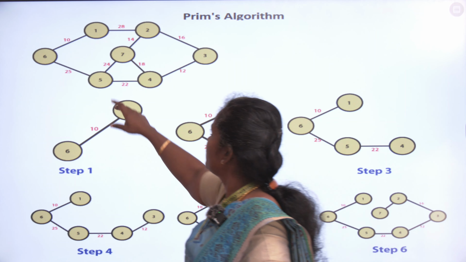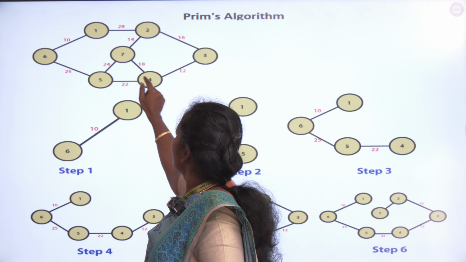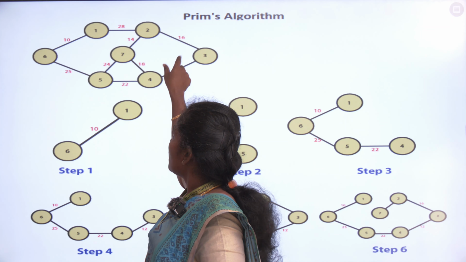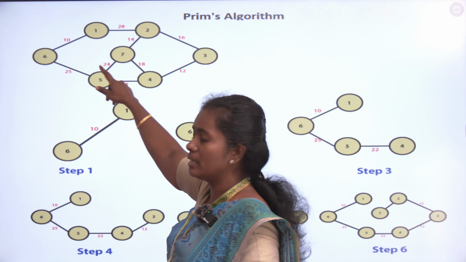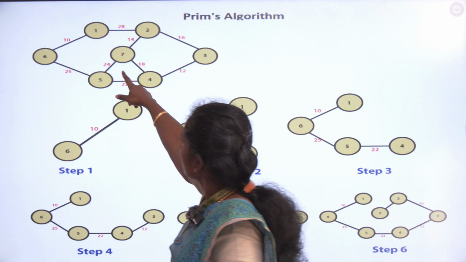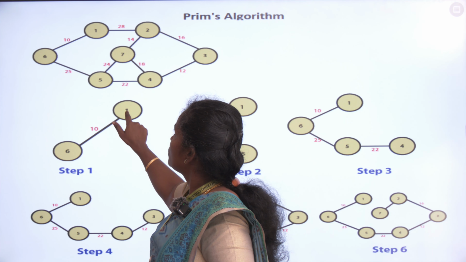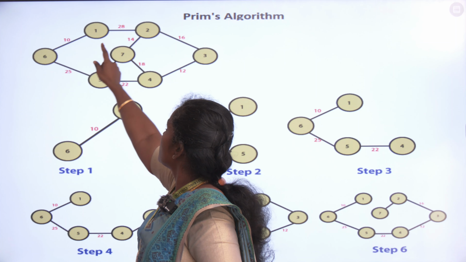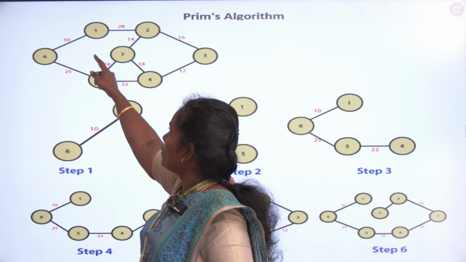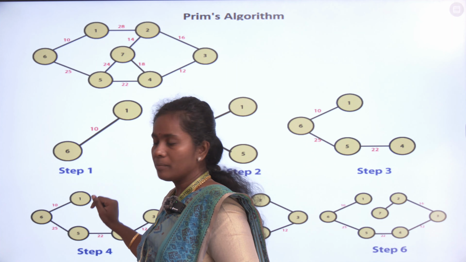Consider, I am taking here the example 6, 1, 2, 7, 5, 4, 3. These vertices are connected with edges. They contain some values, which can be taken as distance or any other values. In this, first I am taking node 1. From node 1, it may go to node 6 or node 2. But the least value is 1 to 6. So I am choosing node 1 to 6, which is 10.